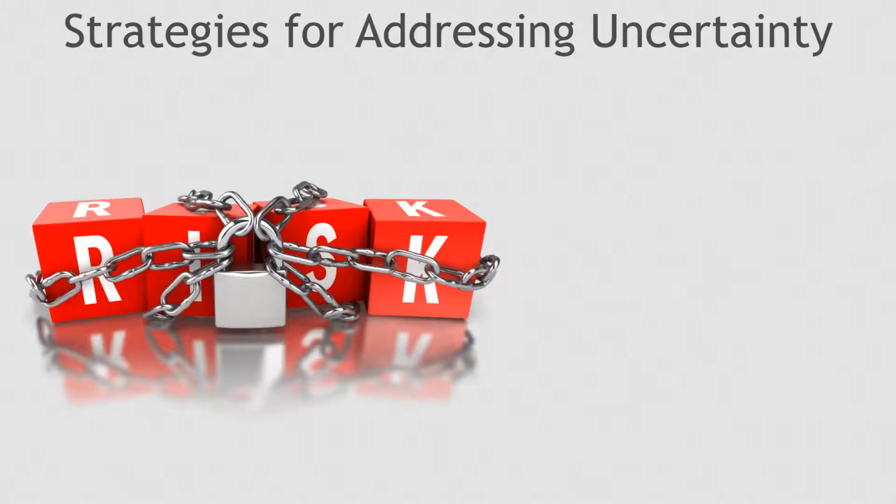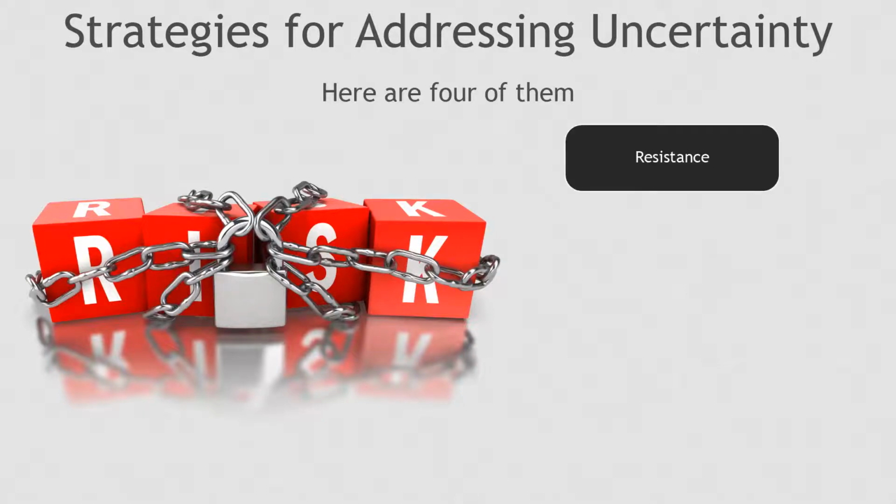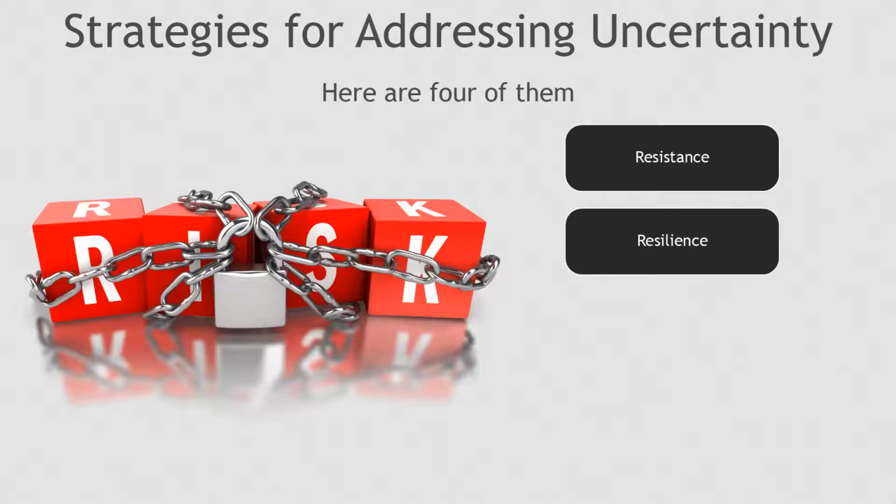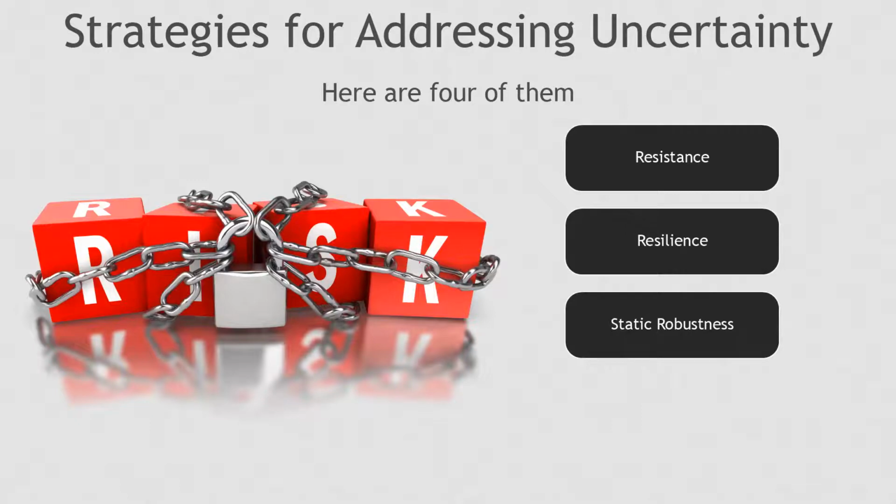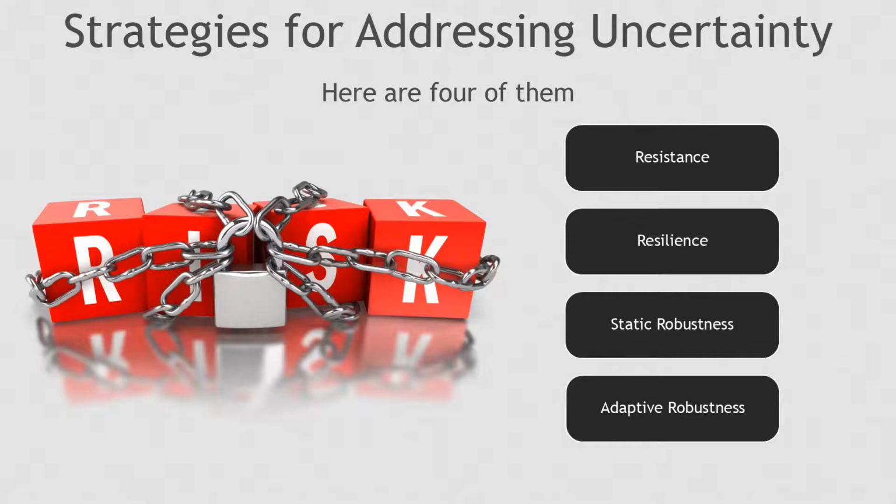Once you understand these things, there are many strategies for addressing uncertainties. Here are four of them. Resistance. Plan for the worst case scenario. Resilience. Choose the solution that results in quick system recovery no matter what happens in the future. Static robustness. Choose the solution that performs reasonably well in practically all conceivable situations. And adaptive robustness. Prepare to change your decision in case conditions change.